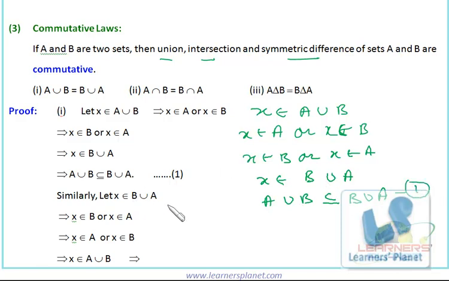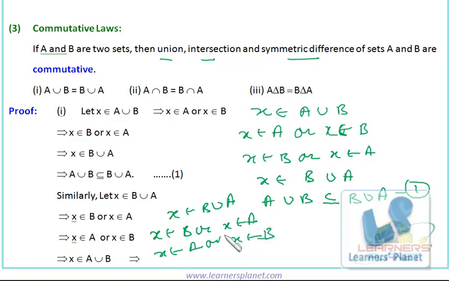Similarly, X belongs to B union A. That means X belongs to B or X belongs to A. That means X belongs to A or X belongs to B. We just reverse the order. That means X belongs to A union B. That means B union A is a subset of A union B. So both of them are subsets of each other, right? A union B is a subset of B union A and B union A is a subset of A union B.